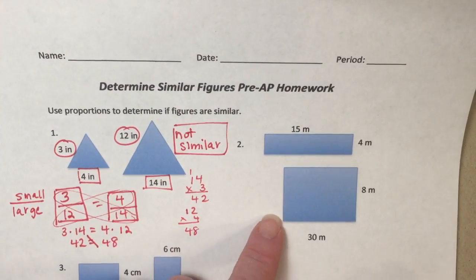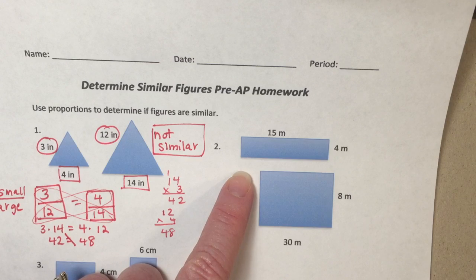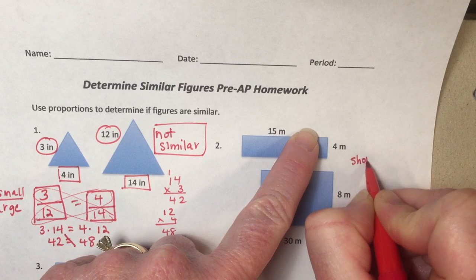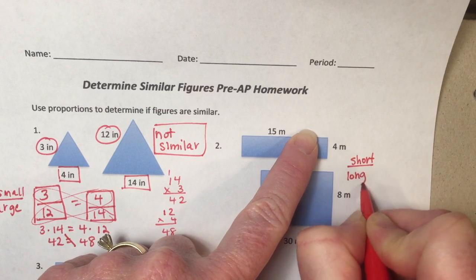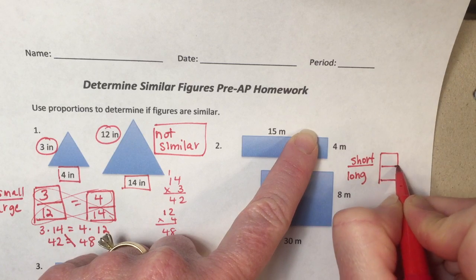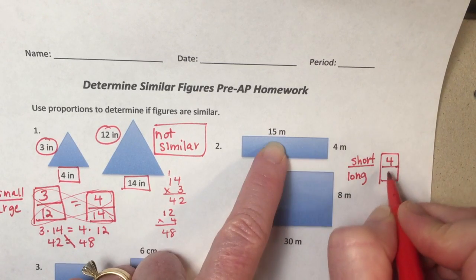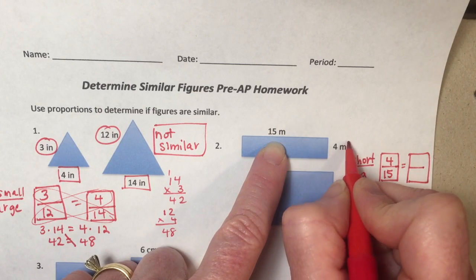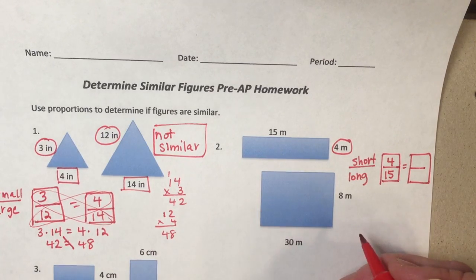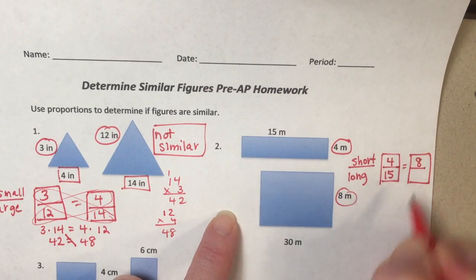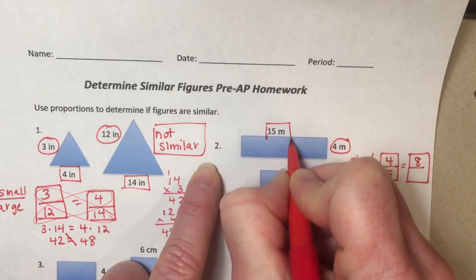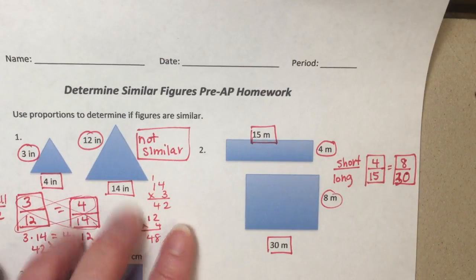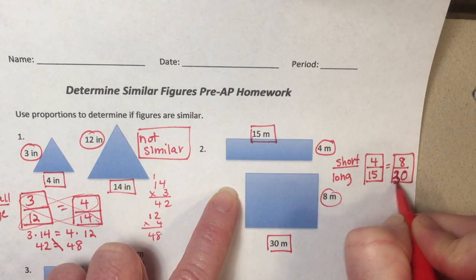All right, if I move on to number 2, I'm going to start the same way. This time I'm going to do the short side to the long side, just to show you that there's lots of ways to set up a proportion. In the first rectangle, the short side was 4 and the long side was 15. On this second rectangle, the short side is 8 and the long side is 30. I like to identify those with boxes and circles.